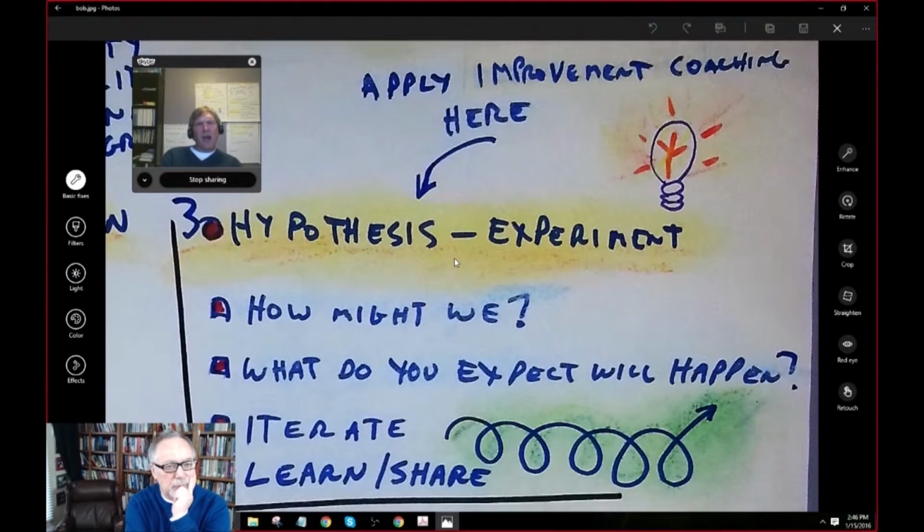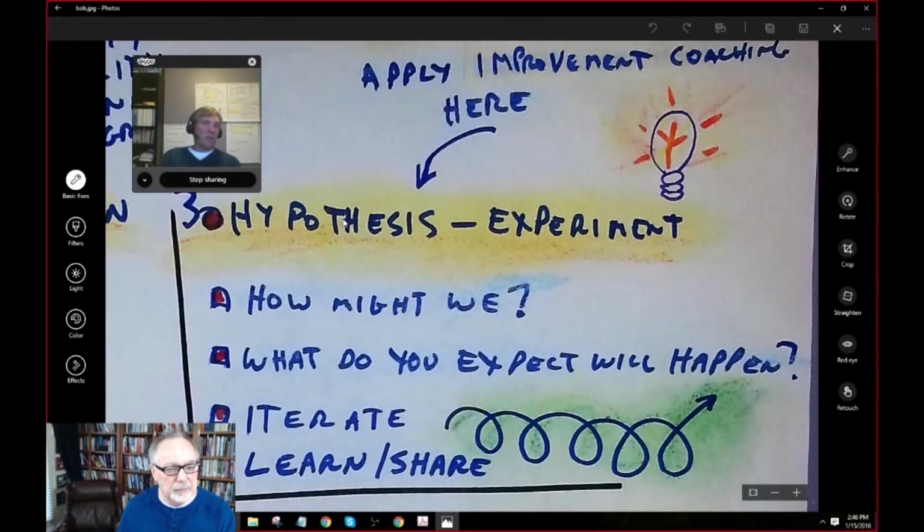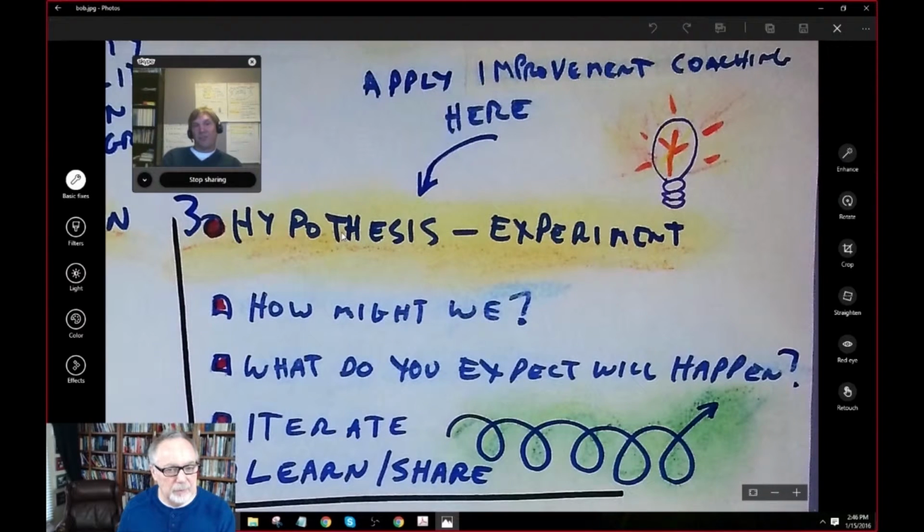And this question, how might we, is really open, and it opens the door for optimism. And what do you expect will happen speaks to that kata, which is saying, what do you think will happen? Help me understand your assumptions and so on. And then what we do is this iteration. We're after learning and learning and learning and sharing the knowledge that we've just uncovered in the results of our trials. And I think that's a great way to put it.